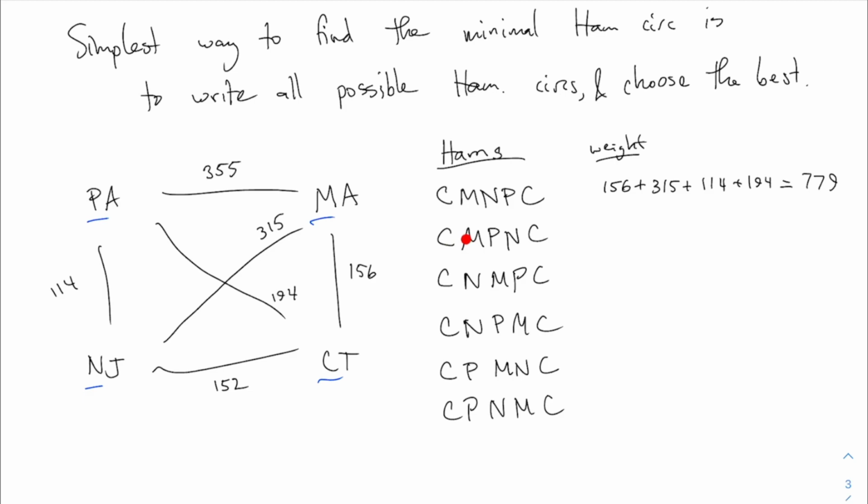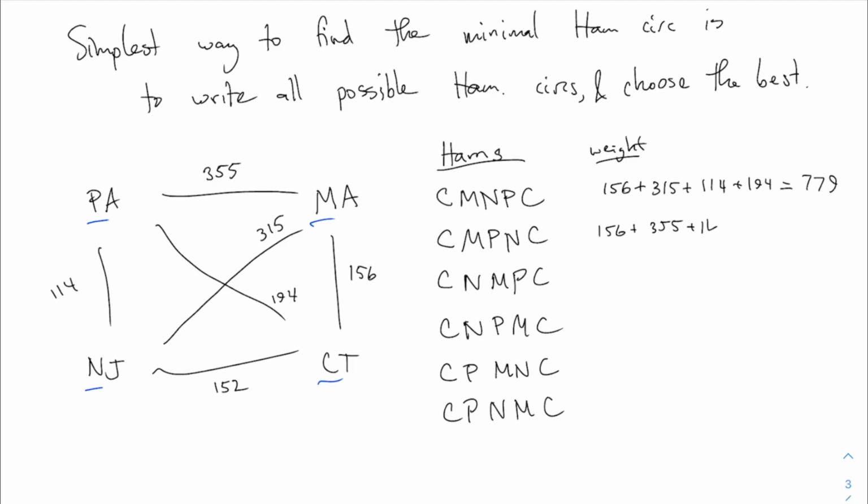So I go C to M is 156. M to P is 355. P to N, that's down the left side, is 114. And then finally N to C across the bottom is 152. This one I added up and I got 777. A little bit better. All right, not much difference between the two. Okay? And so on. Let's do the next one.